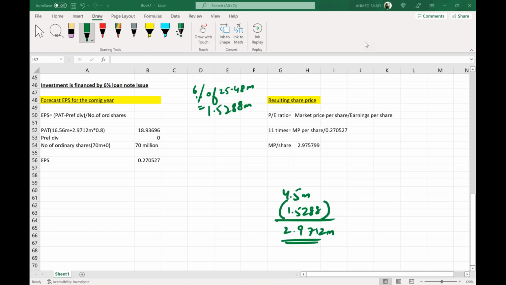Amna, because loan note issue doesn't increase the number of shares. Loan note issue means you are issuing loans. How will it increase the number of shares? Ahmad, I've written interest on loan notes. It's 6% of the amount raised. If you raise 1 million from a bank and 6% interest, you just need to multiply it. That's what we are doing.